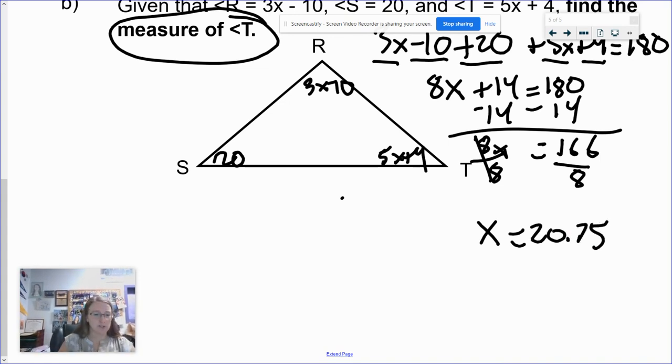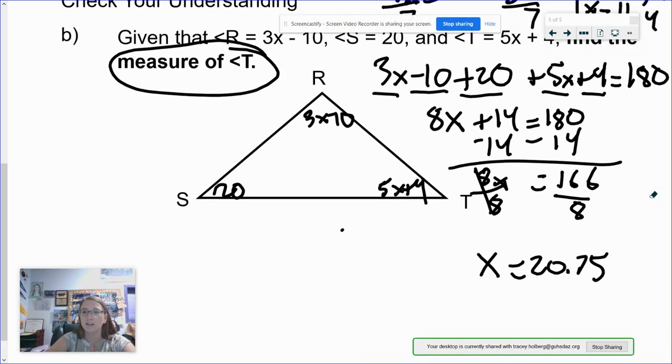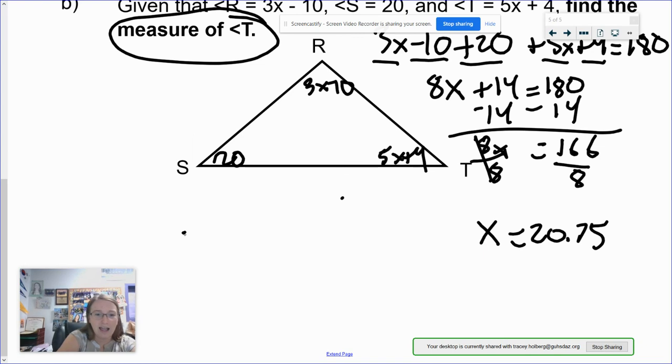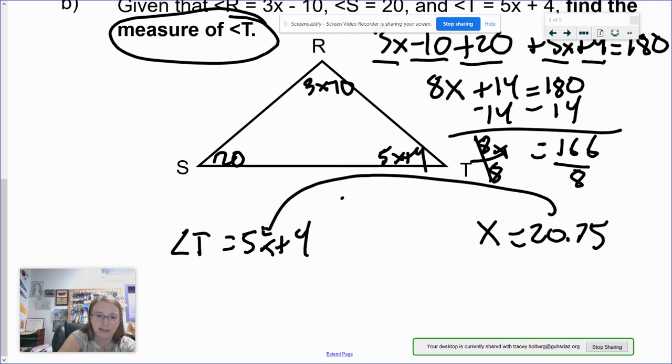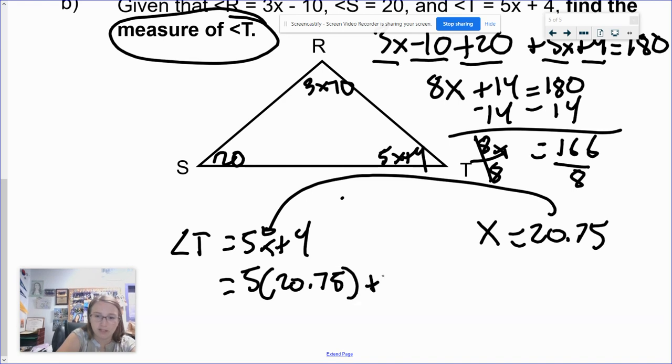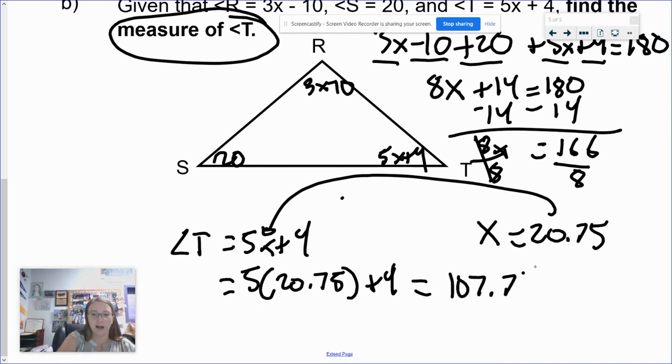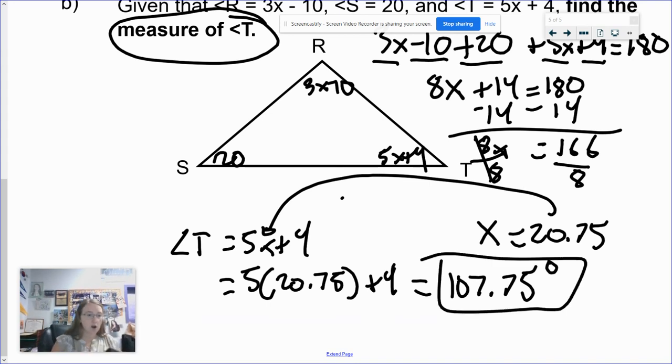Then we are good geometry students. We reread the question and we go, wait, I need to solve for T and I only have X. I'm not done yet. Here's T. Angle T is 5x plus 4, and there's our X. Let's plug it in. 5x plus 4. I'm going to go ahead and use my calculator. 5 times 20.75 plus 4. We should get 107.75.